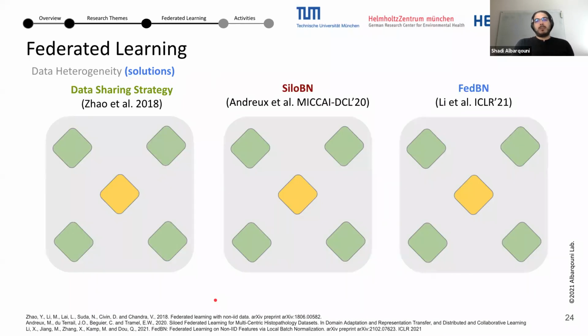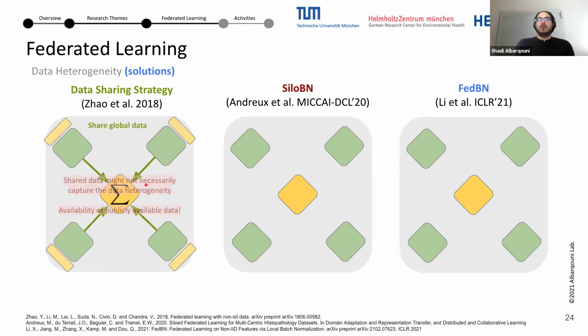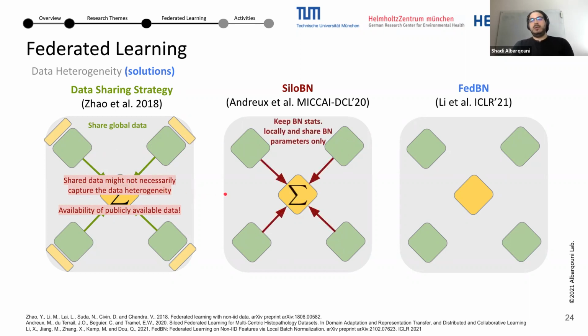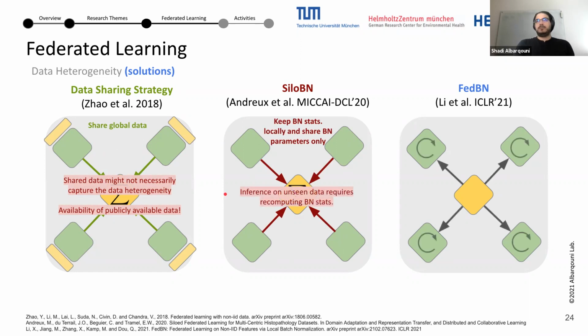Other methods try to tackle the problem from a different point of view, by either sharing global data with all the clients, or by modeling the data statistics, which is reflected in the batch normalization stats and parameters, and by either keeping or sharing this information with other clients.